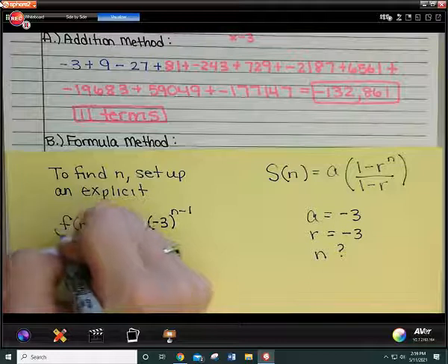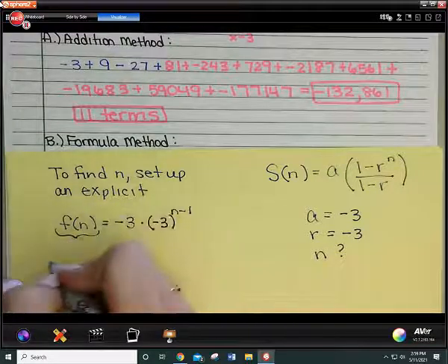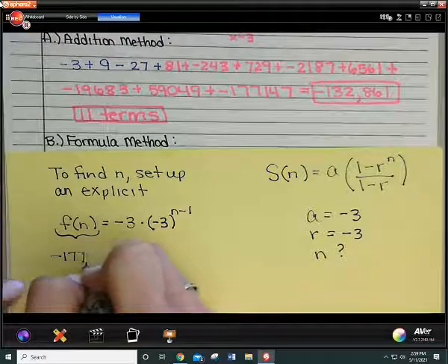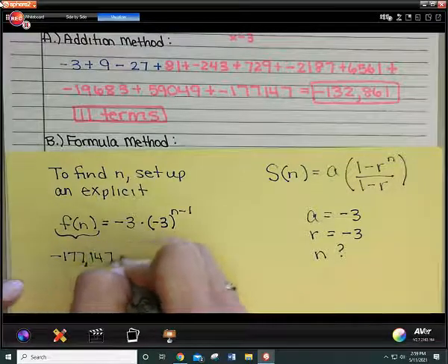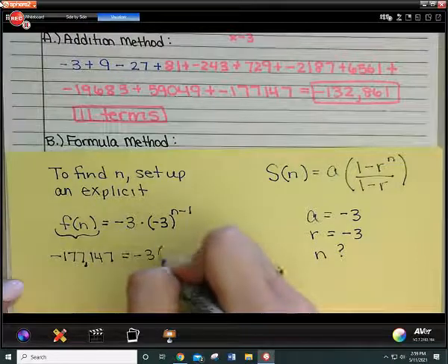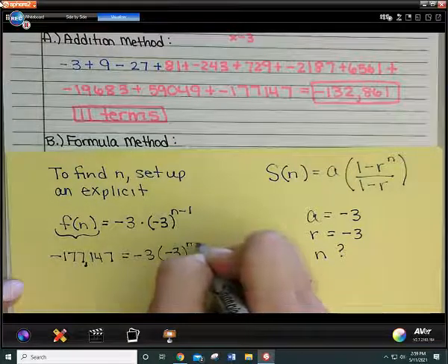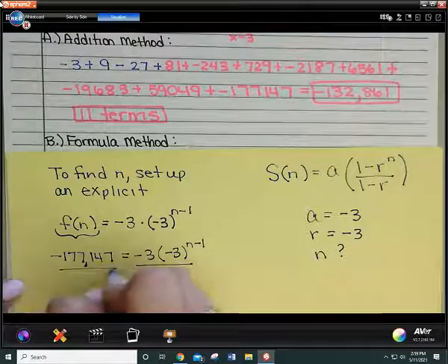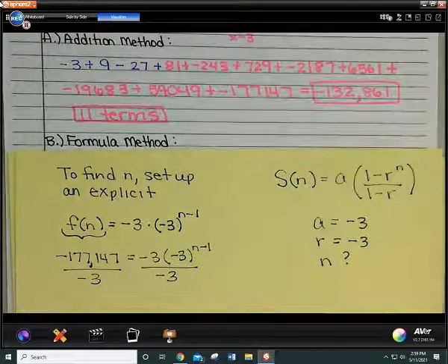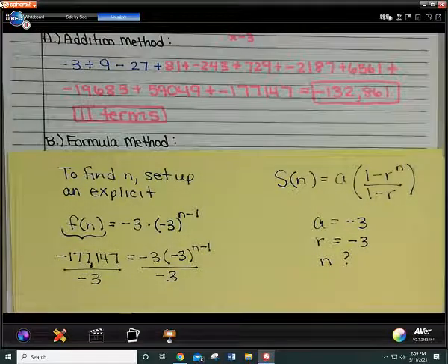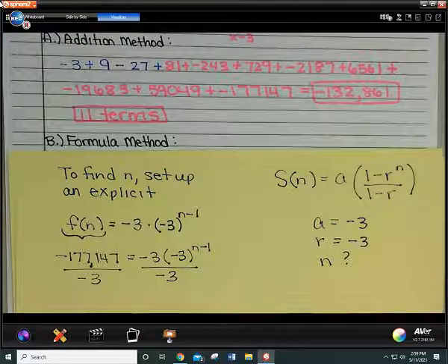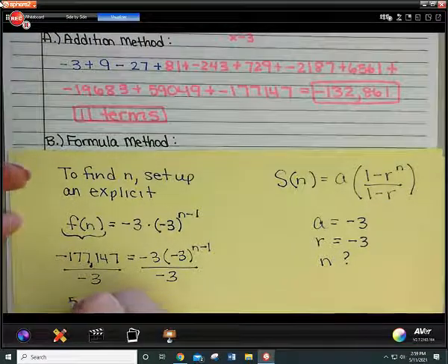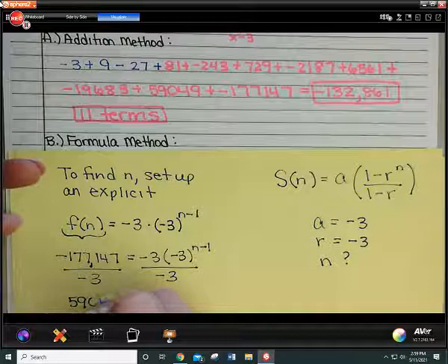All right, so we're going to plug in the last term. So the last term was -177,147. Okay, I'm going to divide both sides by -3 to shrink our value down. So -177,147 divided by -3 gives me 59,049.